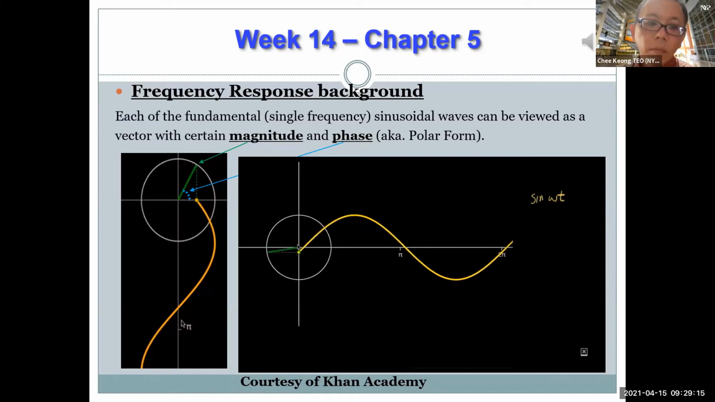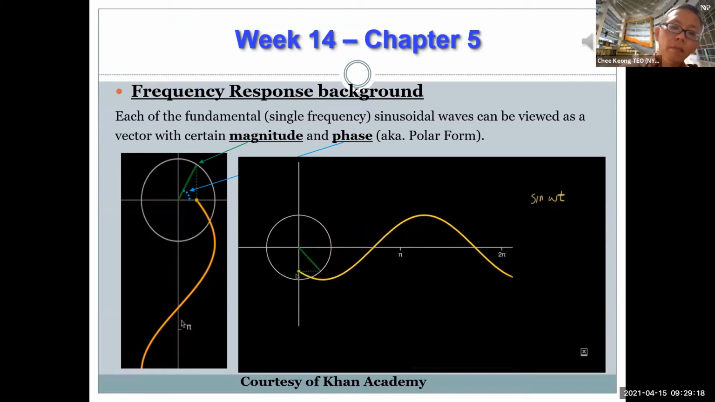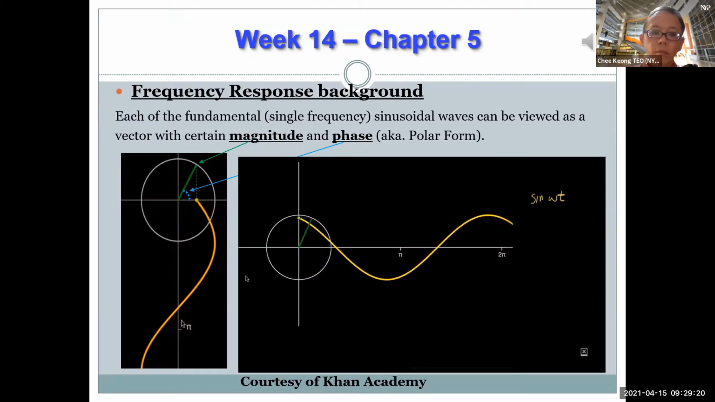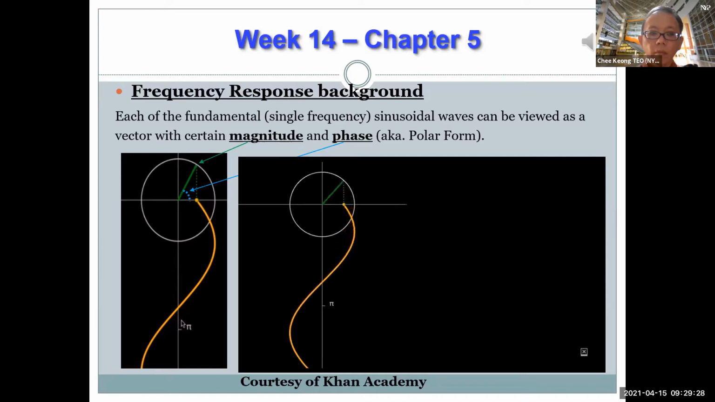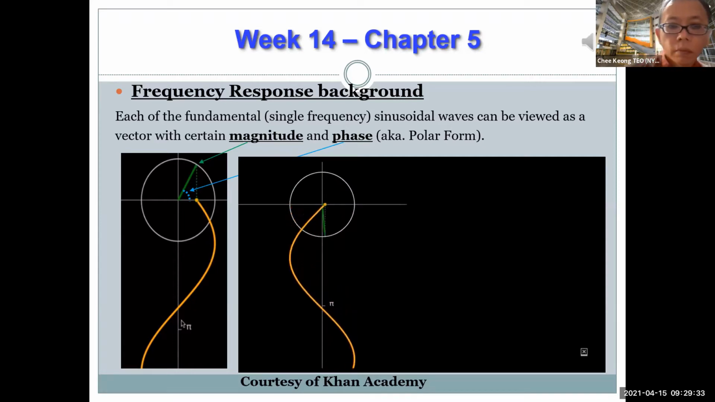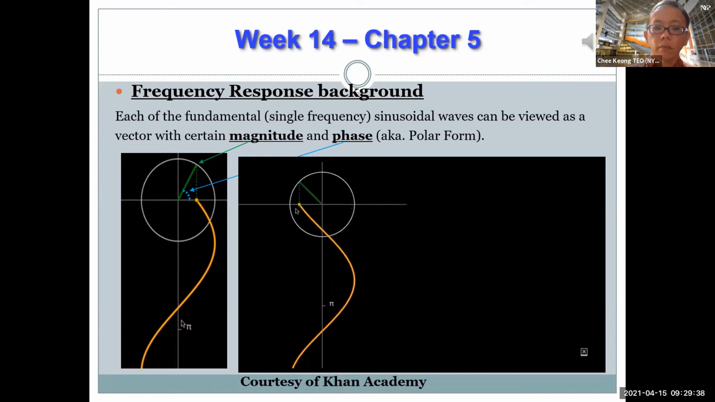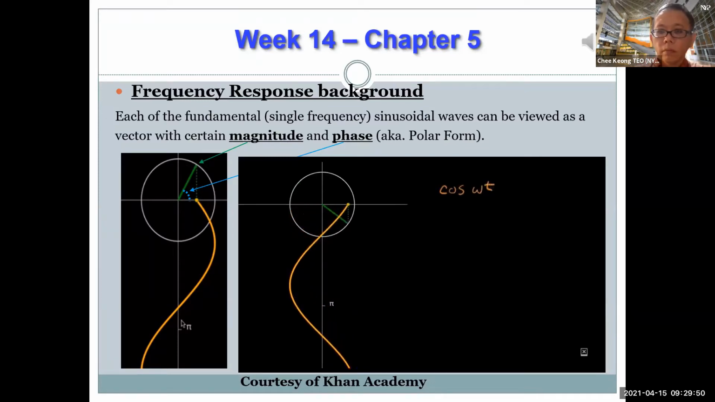Now, this projection was onto the y-axis, and I can do the same animation, but this time project onto the x-axis, and that'll produce a cosine wave. Let's see what that looks like. In this case, you can see that the projection, that dotted green line, is onto the x-axis. And what this is doing is producing a cosine wave for us. So this is going to be cosine of omega t.